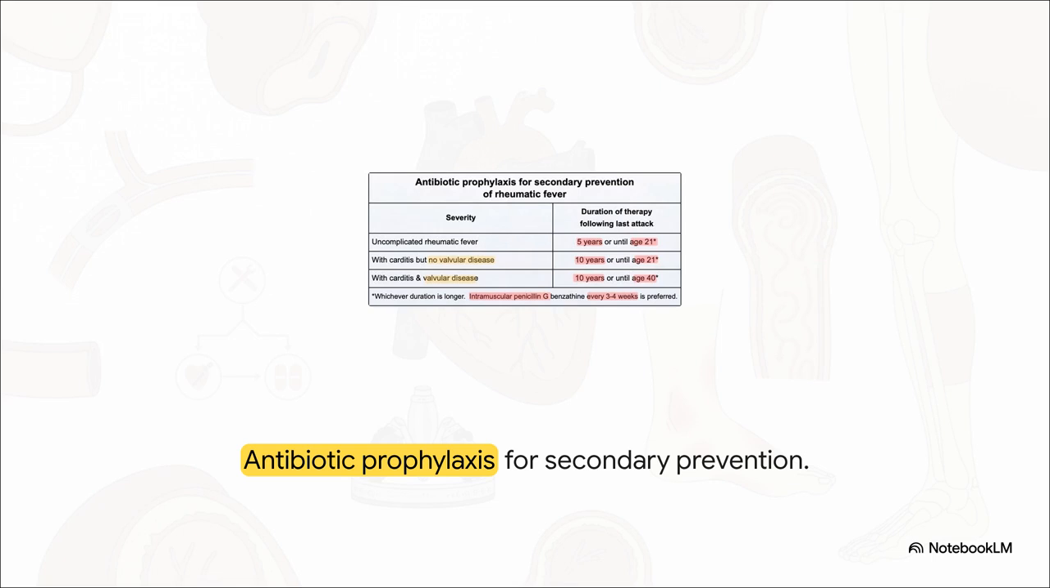Here are the rules. Uncomplicated rheumatic fever? That's 5 years or until age 21. If they had carditis but no permanent valvular disease, it bumps up to 10 years or until age 21. But if they had carditis and they now have permanent valvular disease, like classic mitral stenosis or regurgitation, they are looking at prophylaxis for 10 years or until age 40, whichever is longer.